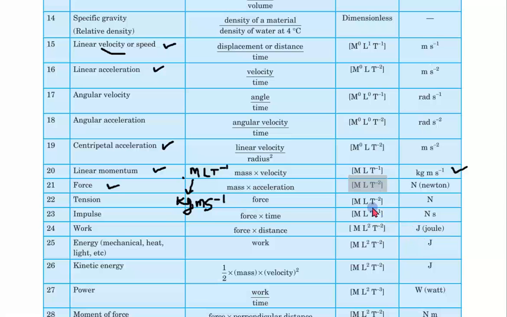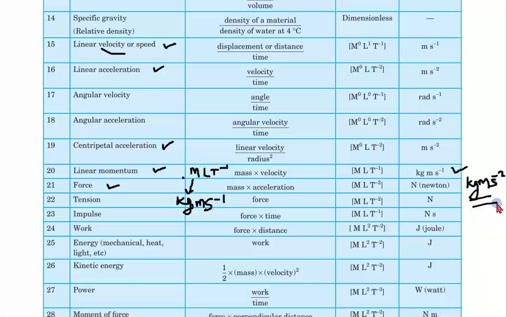So Newton. This is mass, in kg. You need to simplify Newton and mass. Mass is kg, L is meter, T is seconds to the power minus 2. Newton is equivalent to kg meter per second square.